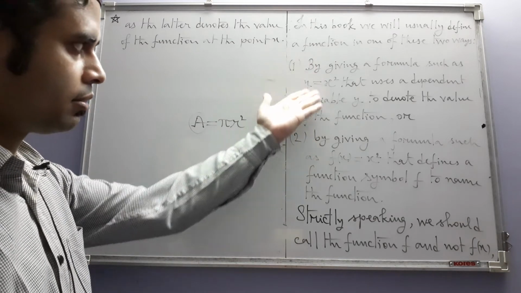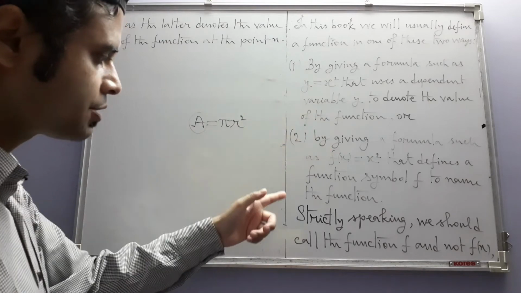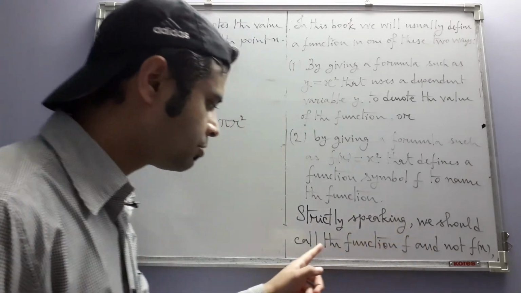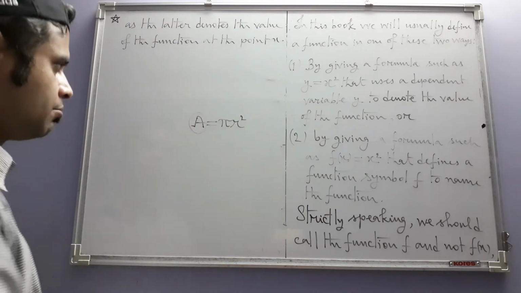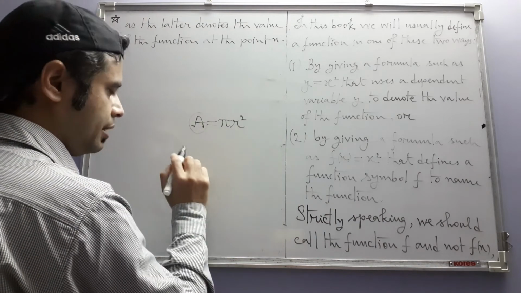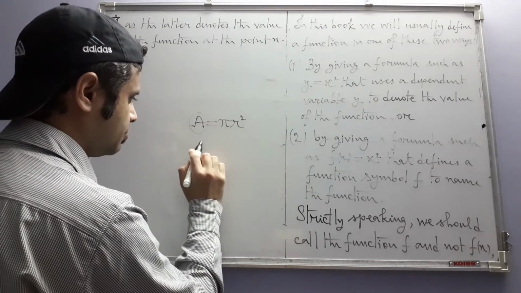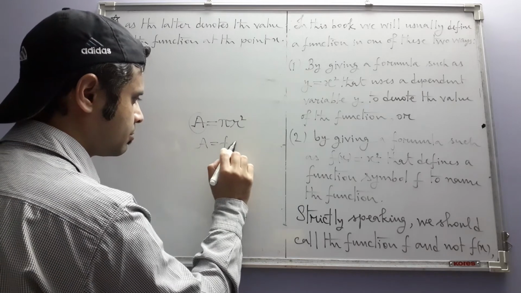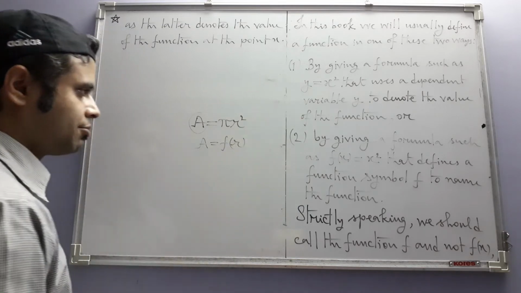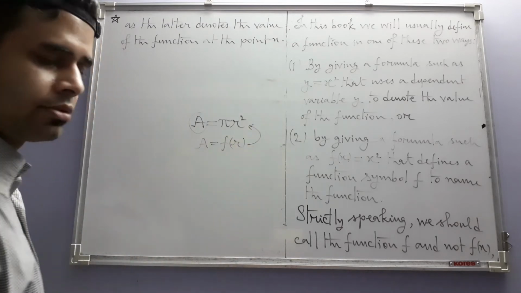It's like expressing the function in this way. So that's why we are saying, strictly speaking, we should call the function f and not f of x, because if we gave it a name, say f, then we would write like this: A is equal to f of r, where f of r is pi r square.